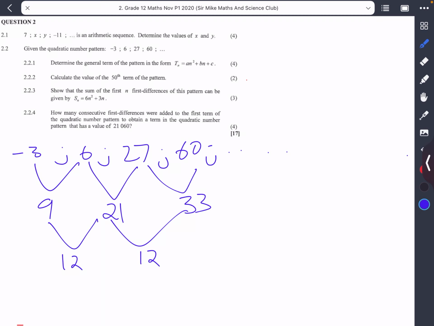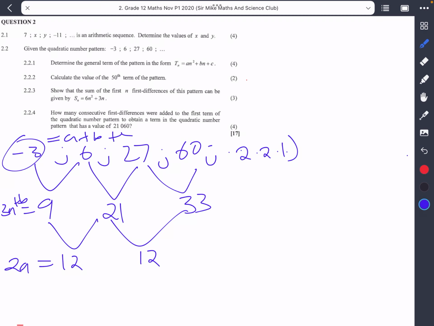So in this case, in answering 2.2.1, this is the general term. What we're going to argue is that that 12 must equal 2a, and that 9 must equal 3a plus b. Then this negative 3 there must equal a plus b plus c. So that's the formula that we use to determine the general term of a quadratic number pattern.